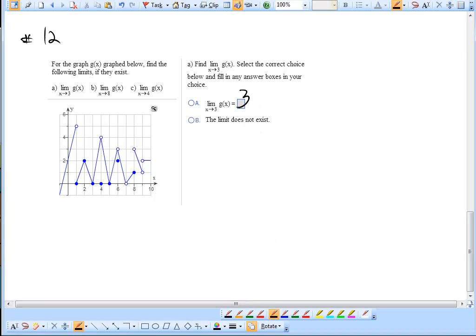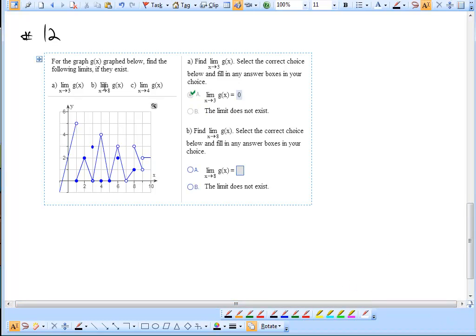So let's say, for instance, you had an open hole here. I'm going to make it an open hole. Let's say the open hole was right there, and there was actually a dot way up here. The limit would still be 0, even though you have an open hole, because I'm not looking at 3. I'm looking as x approaches 3. I'm sorry, I wrote a 3 here, but I meant that the limit is 0. The limit as x approaches 3 is 0. Okay, that's the first part.